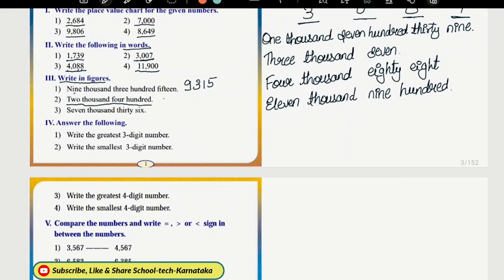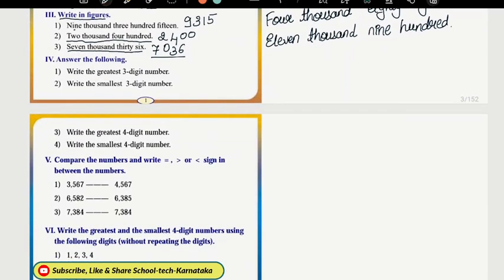The second number is 2,400. And the third given number is 7,036. In our next exercise, we need to answer the following questions.